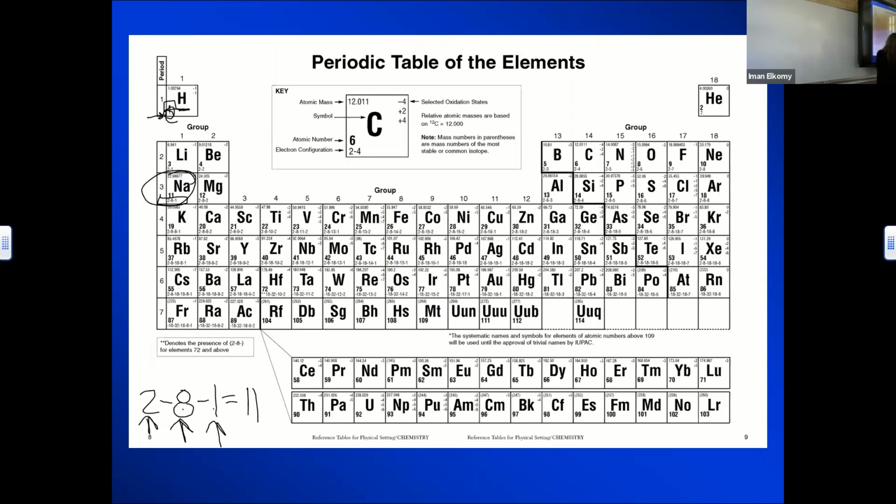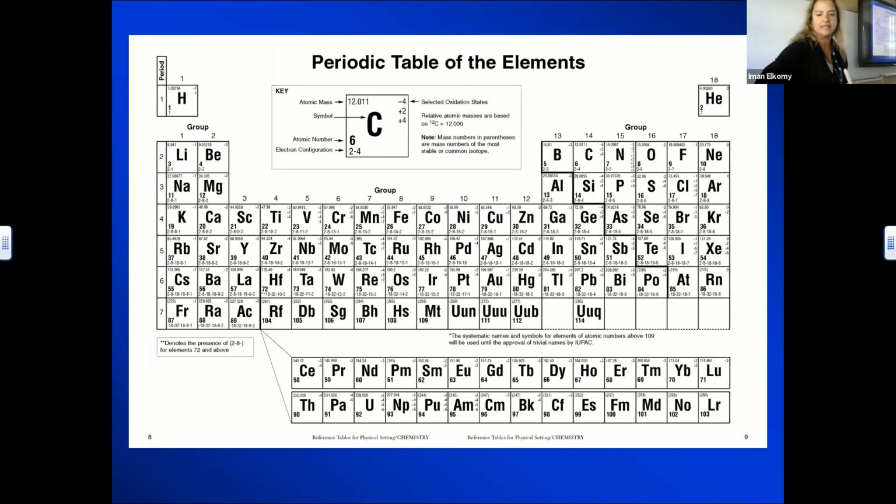I don't want you to leave this class not knowing how to read a periodic table. Super cool, right? Yes. Okay, we'll come back to the periodic table when we start talking about acids and bases and fun stuff like that.